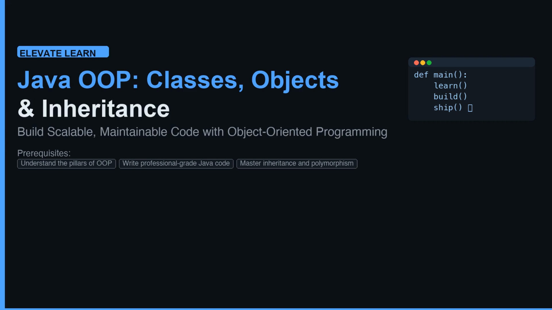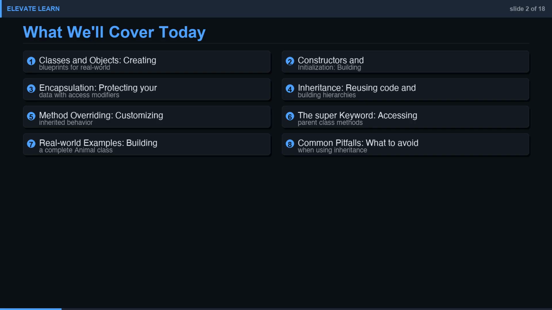Whether you're building a simple application or a large-scale enterprise system, OOP principles form the foundation of clean, maintainable code. In this tutorial, we'll explore classes, objects, and inheritance, the core building blocks of OOP. By the end of this video, you'll understand how to design and implement robust Java applications using proper object-oriented design. Let's get started. Here's what we'll cover in today's lesson.